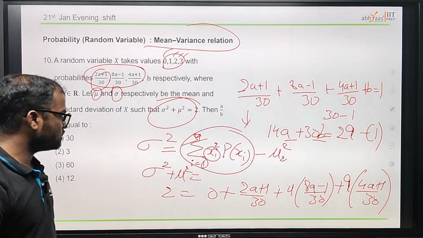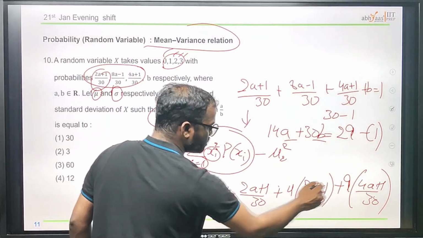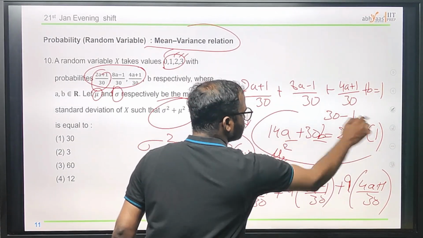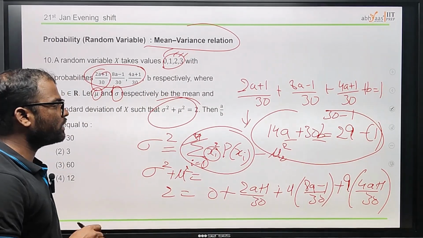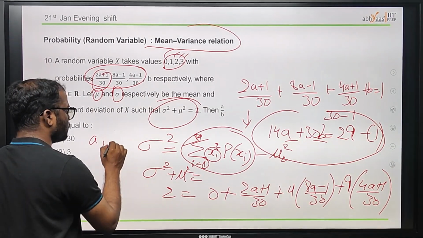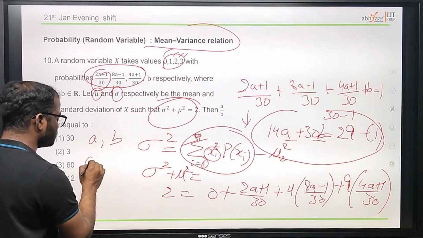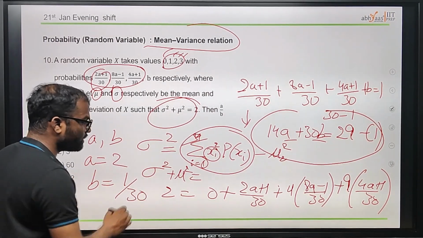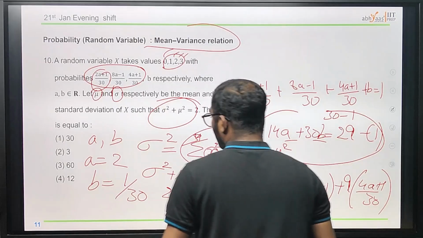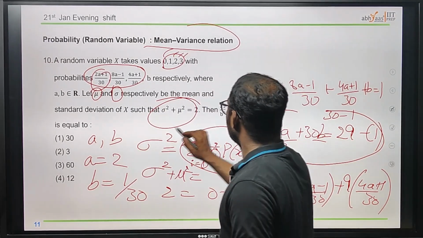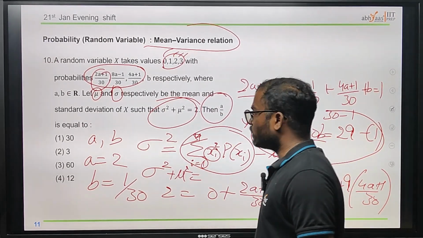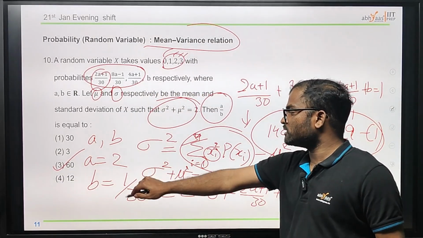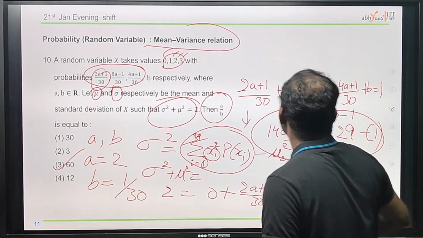Now if we simplify this, we will get another equation of the same kind. First, we need to find the a and b values. By solving those two equations, we will get a as 2 and b as 1 by 30. Now we need to do a by b, that is nothing but 60, which is our answer.